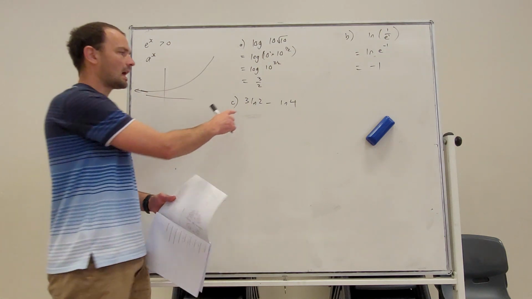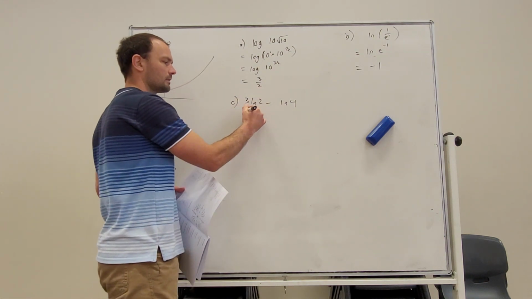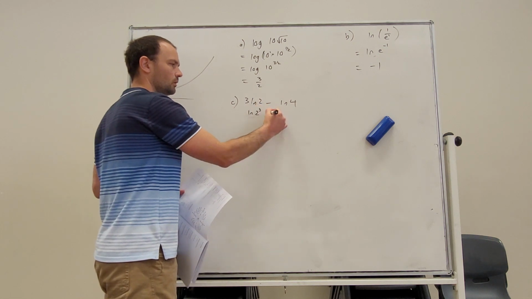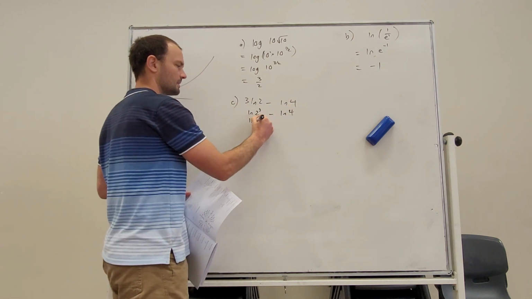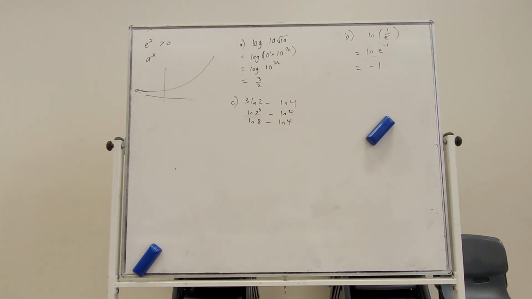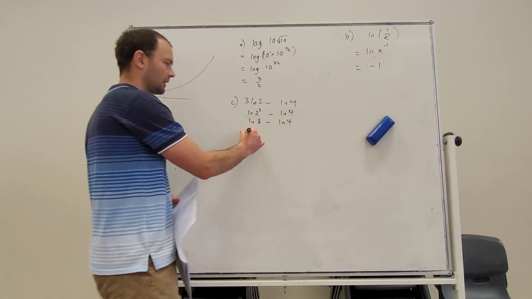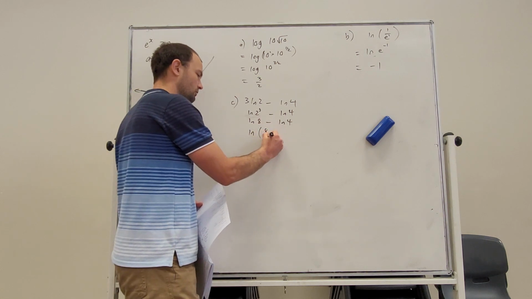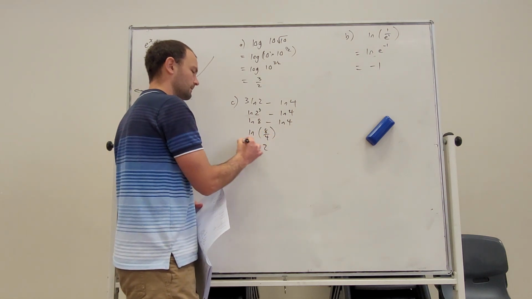So we're going to use the last rule first. We need to take that power to the top. It's ln 2 to the 3, which becomes ln of 8. Okay, then we've got ln of 8, take ln of 4. We can write it as ln of 8 on top of 4, which is ln of 2.